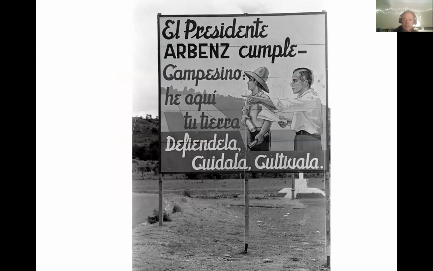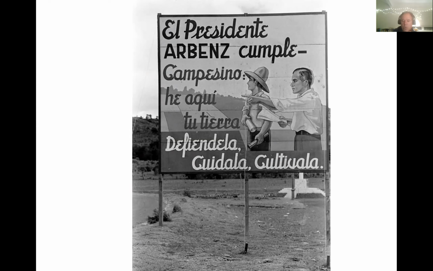Arbenz is much more leftist. This is a billboard from Guatemala at the time celebrating Arbenz's land reform proposals. Arbenz is much more left-wing than Arevalo was. I think the best single book on this, by a historian named Piero Gleijeses, argues that Arbenz was a secret member of the Communist Party, which was an indigenous communist party, so this was not a kind of Stalinist plot.